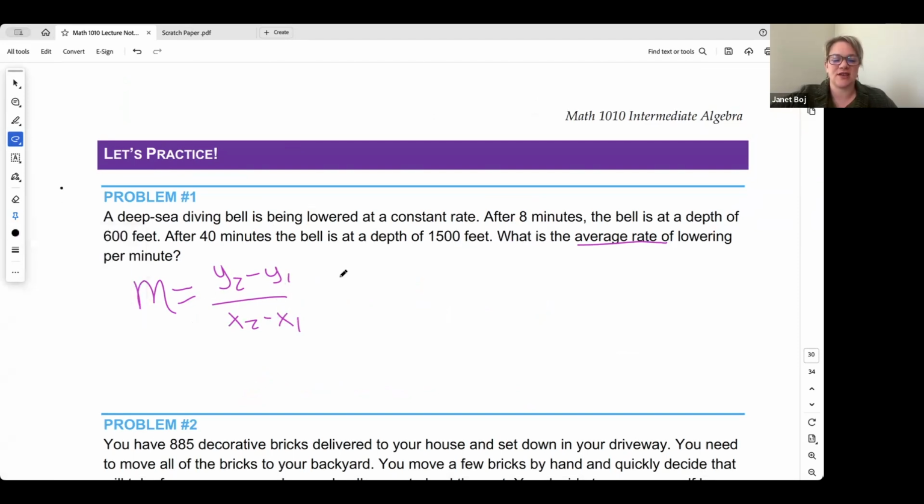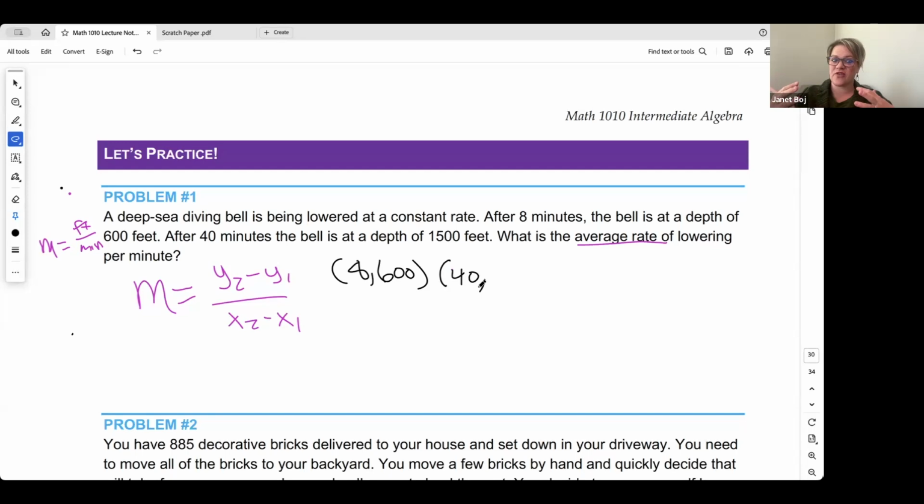So what do they give us here? They give us two ordered pairs. So what are those ordered pairs? After 8 minutes, which we know is the x value, okay, so just reminding ourselves, the slope here is the feet per minute. We know that the y value is feet and the x value is minutes. Then we can form our ordered pairs. So after 8 minutes, it's a depth of 600 feet. Okay, and the next one is after 40 minutes.